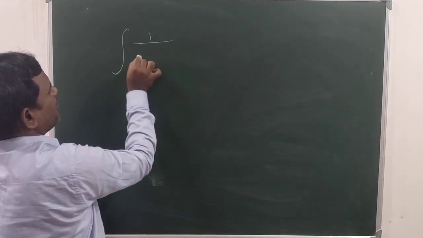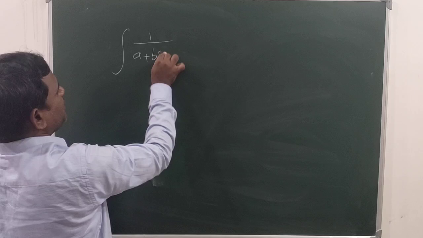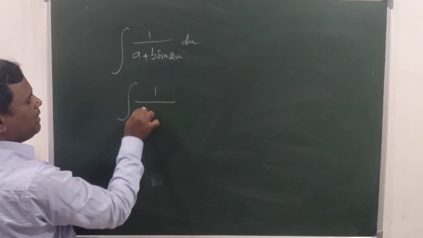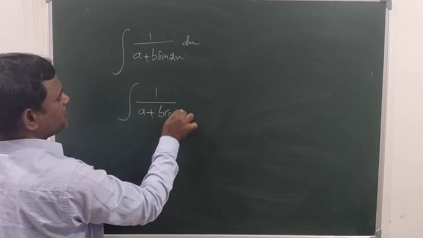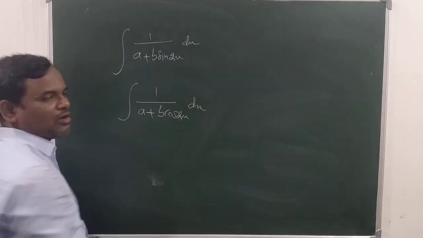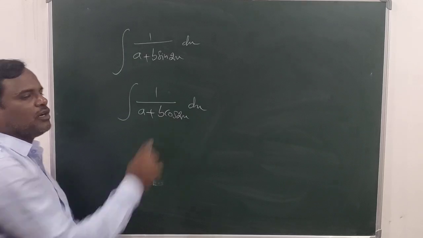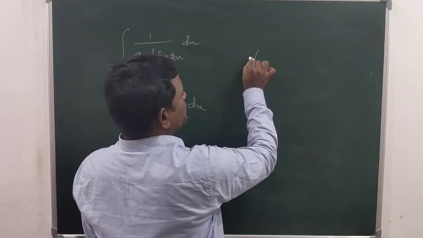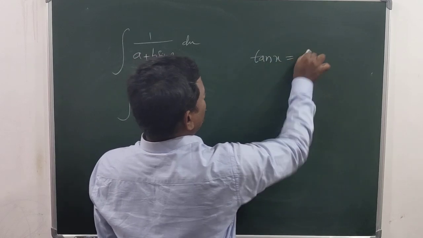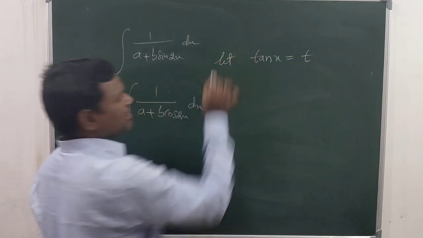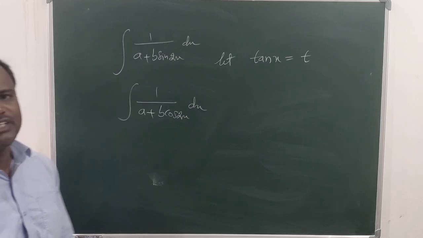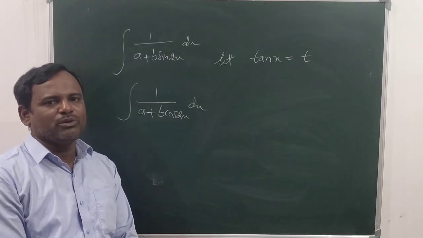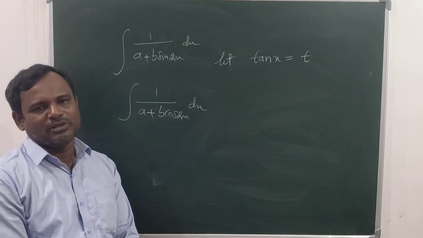Like here 1 by a plus b sin 2x, and 1 by a plus b cos 2x, or a combination of sin 2x and cos 2x are given. In such cases the substitution is tan x equal to t. What is the substitution here? Tan x equal to t. In the previous ones tan x by 2 equal to t, here tan x equal to t.